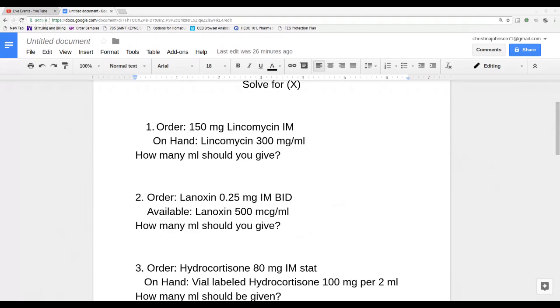So you guys write out your formula: 0.25 milligrams times 1 milliliter over 500 micrograms. We have to convert either milligrams into micrograms or micrograms into milligrams. The easiest way for me would be to convert the micrograms into milligrams. So it should be 0.25 milligrams times 1 would be 0.25, and then the 500 micrograms is going to be converted into 0.5 milligrams. All right, so you can go ahead and do the math for that.